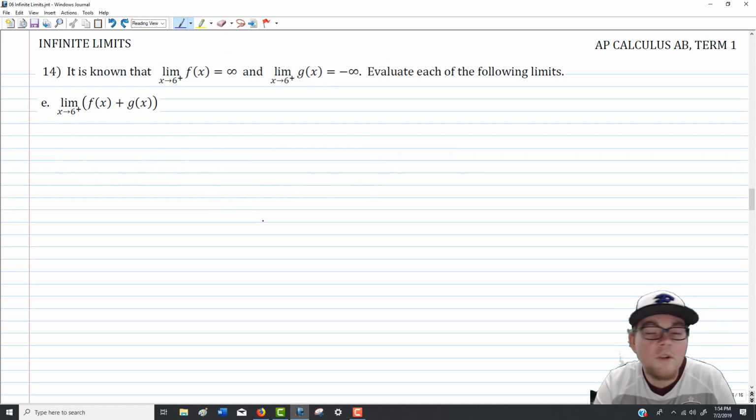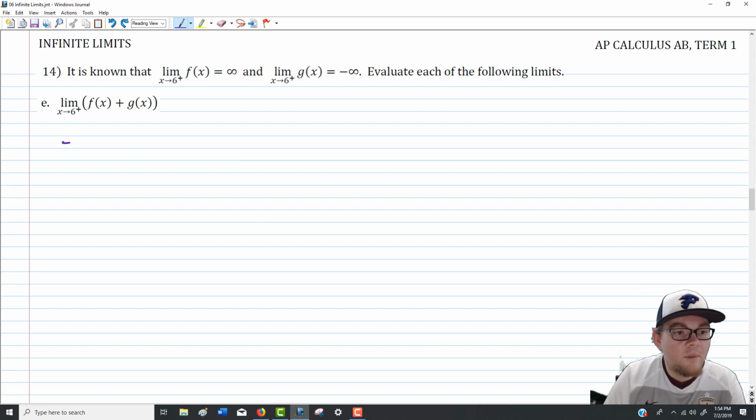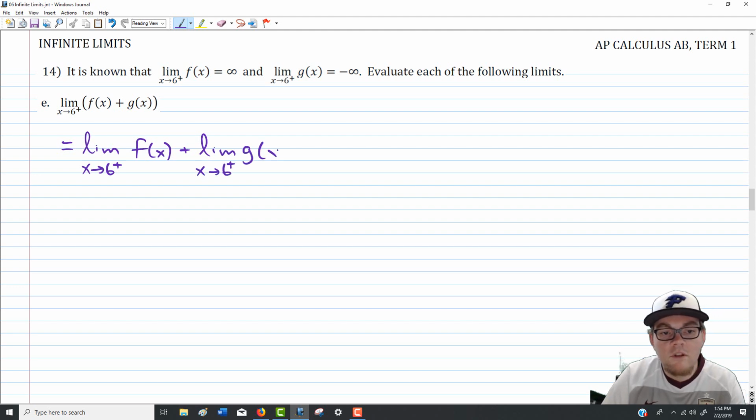That brings us next to 14e. I felt like the other questions in that section were pretty straightforward. So in 14e, we're asked to evaluate the limit as x approaches 6 from the right side of f of x plus g of x. So using the limit properties, you would likely approach this as the limit as x approaches 6 from the right side of f of x plus the limit as x approaches 6 from the right side of g of x. So you're just using the sum and difference property of limits.